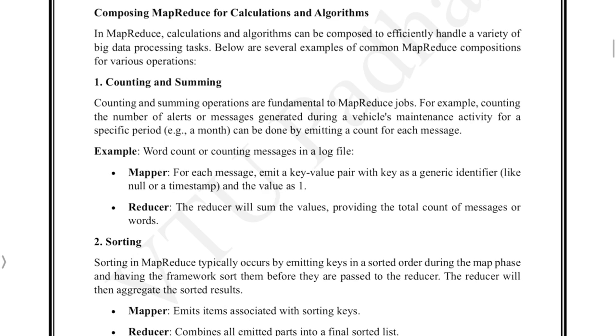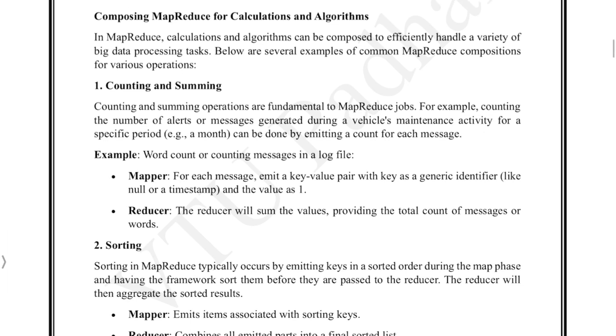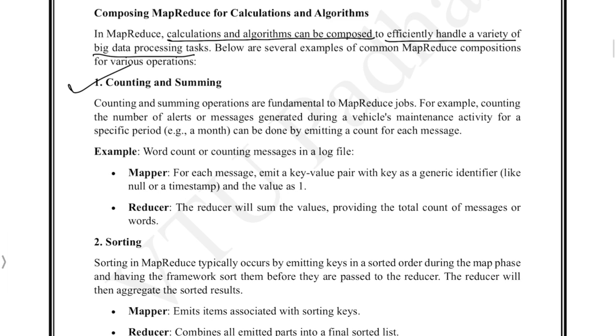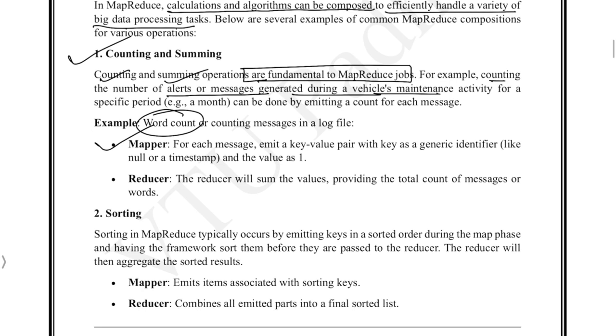Next is composing MapReduce for calculations and algorithms. In MapReduce, calculations and algorithms can be composed to efficiently handle a variety of big data processing tasks. First is counting and summing. These are fundamental operations in MapReduce tasks, where you are counting, for example, the number of alerts or messages generated during a vehicle's maintenance for a particular period. Now let's see what word count, or counting messages in a log file, is.